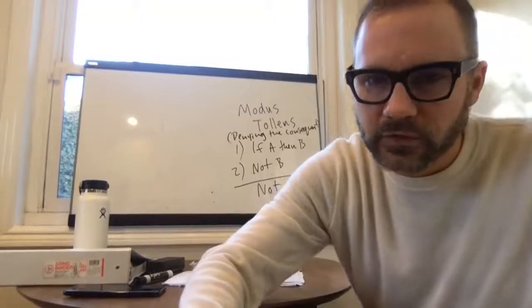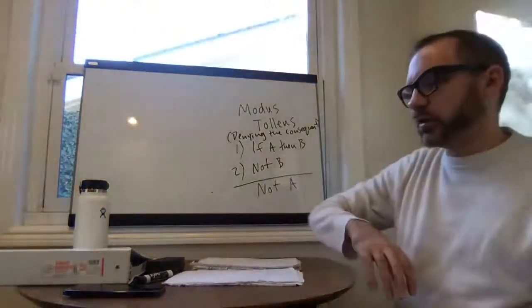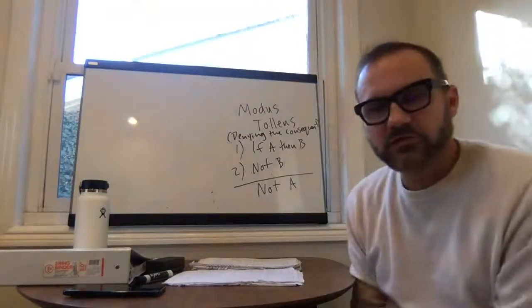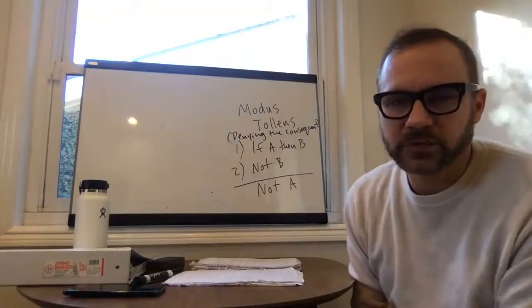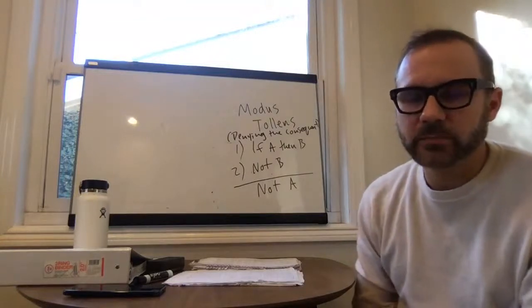Okay, so there we see the structure written out. If A, then B, not B, and so therefore not A. So now I invite you guys to get engaged and try and give me some examples of this, if you can. Just follow the format strictly. If A, then B, not B, and therefore not A.